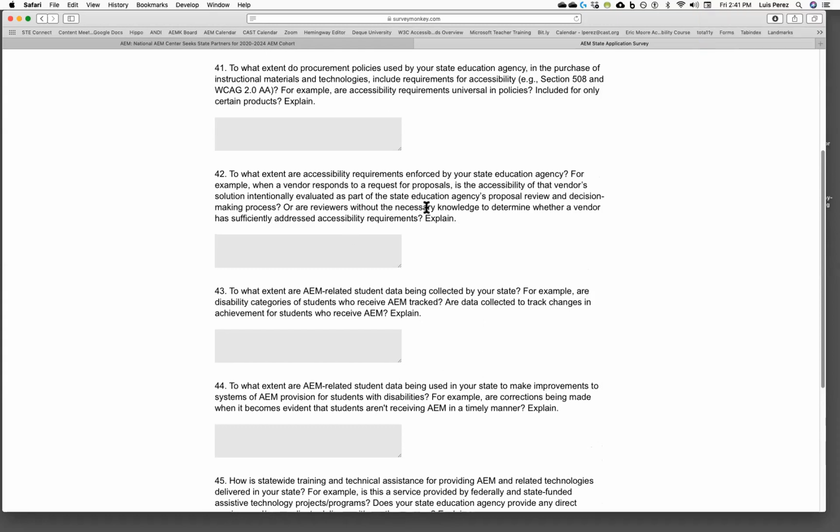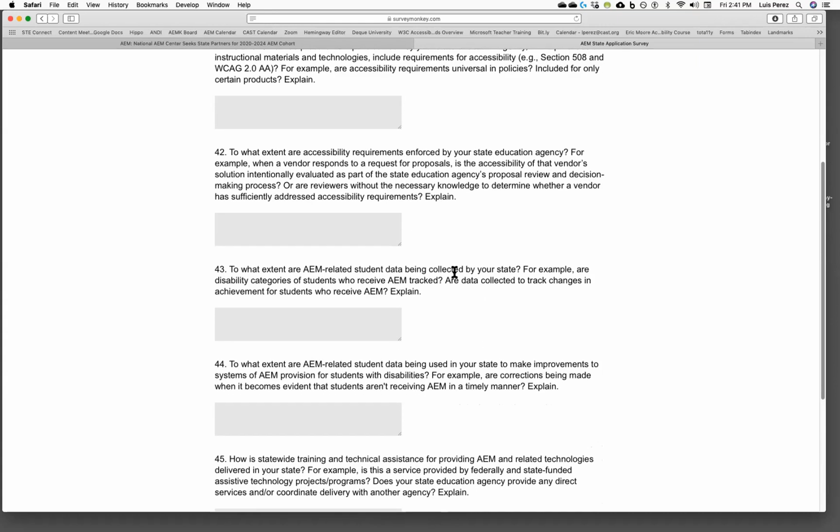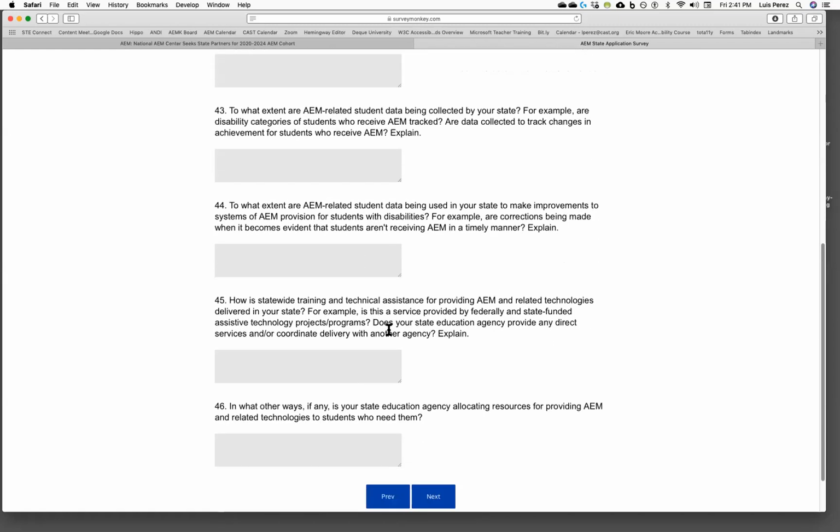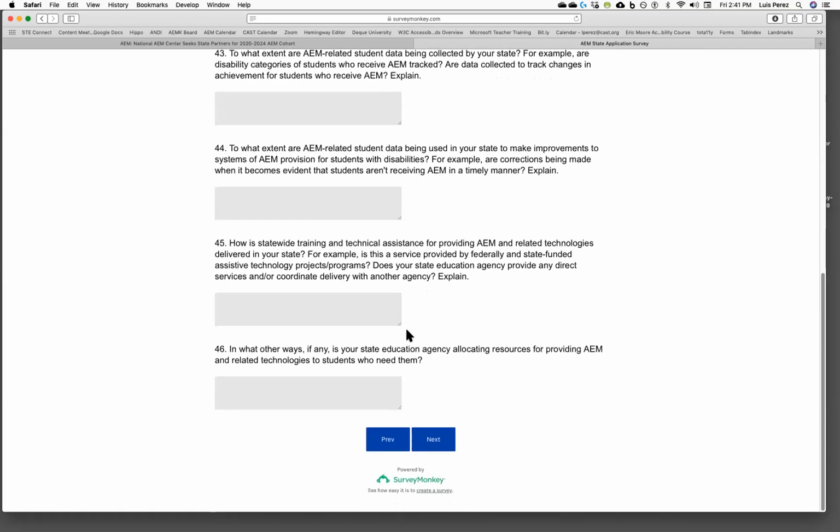And the other thing I noticed is a lot of these questions relate to our critical components, or quality indicators, I should say. So for instance, timely manner, data collection: are you aware of the data collection systems in your state? These track pretty well to the quality indicators for the provision of AIM. So if you want to learn more about the background behind any of these questions, you can check those out on our website.